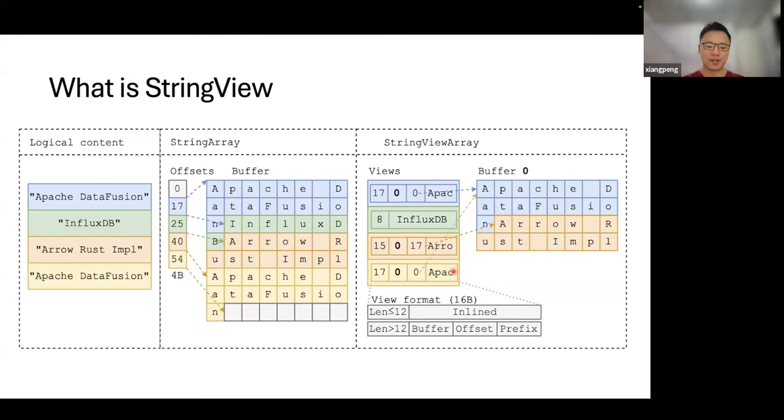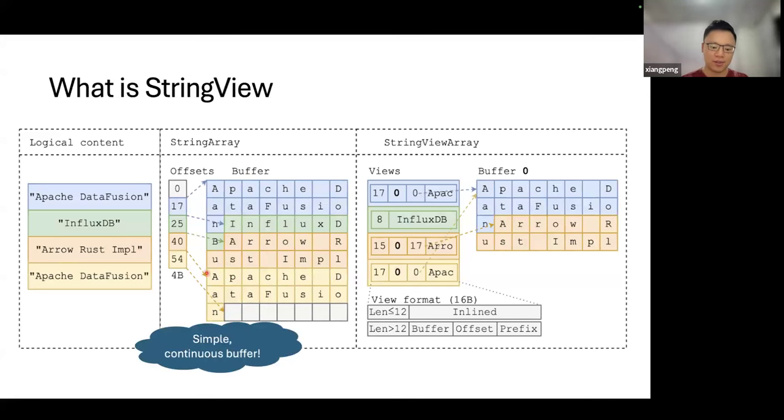So that is the difference between string array and string view array. Here are some notable differences. String array has one simple, continuous buffer, which again is suitable for Arrow's initial purpose of efficient data exchange. But string view array is new; as Arrow is being used more for query semantics, we want more efficient string support for queries.